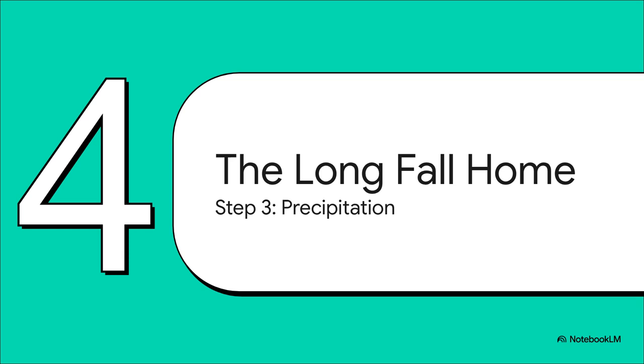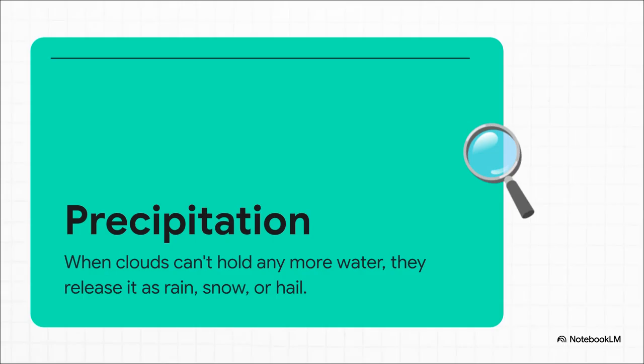But this party in the sky can't go on forever. As more and more droplets join in, the cloud just gets heavier and denser, and it eventually hits a tipping point. And that brings us to the next stage, the journey back home to Earth. We call this downward trip precipitation. And the important thing to remember is, it's not always rain. Depending on how cold it is up there, this water can come back down as snow, sleet, or even chunks of ice we call hail.